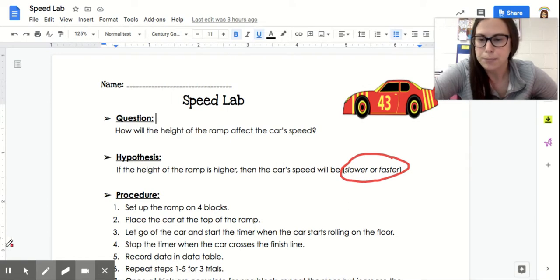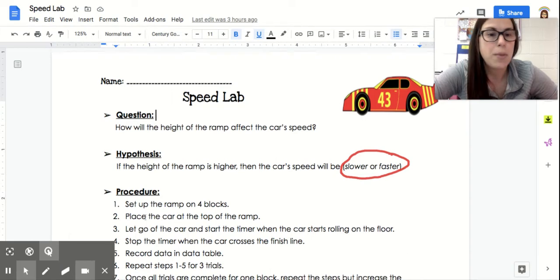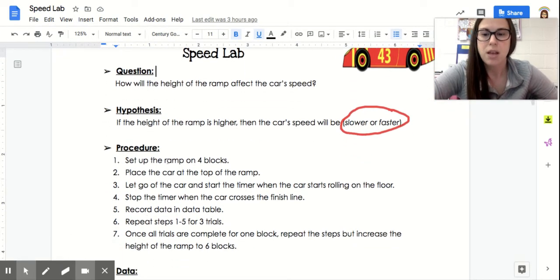Your procedure. This is how we're going to set up our lab. Your director will be the person who actually sets up the lab, or who makes sure that everybody follows the directions for the lab and helps set it up. So the procedure, set up the ramp on 4 blocks. Place the car at the top of the ramp.